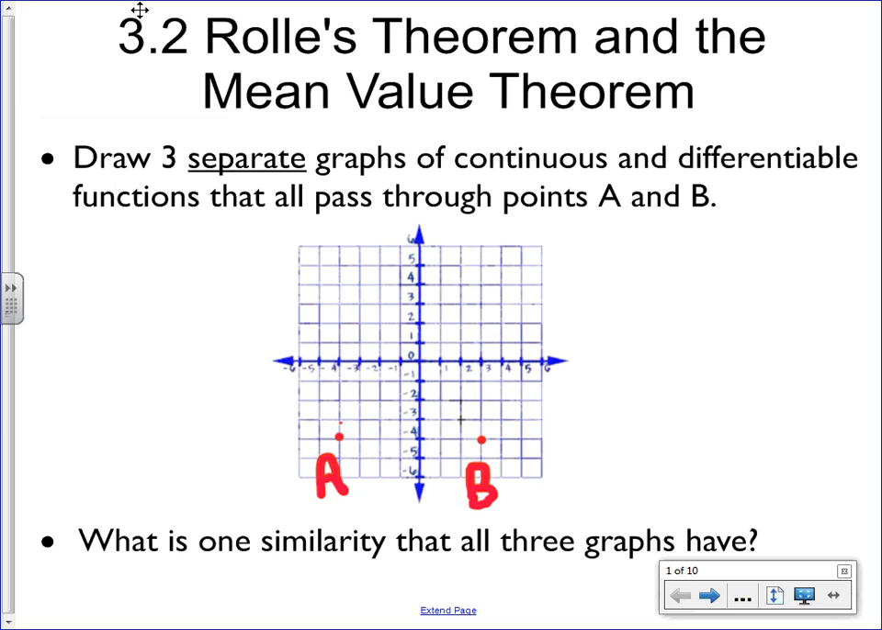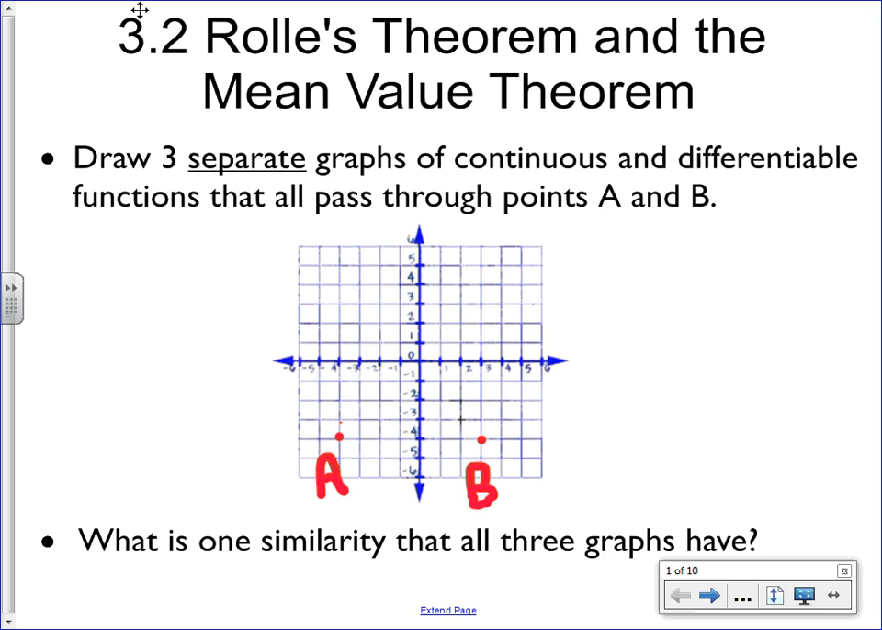Today we will discuss Rolle's theorem and the mean value theorem. They are very similar, okay? That's why they're grouped together. To start out, I have this graph up here with coordinates A and B.